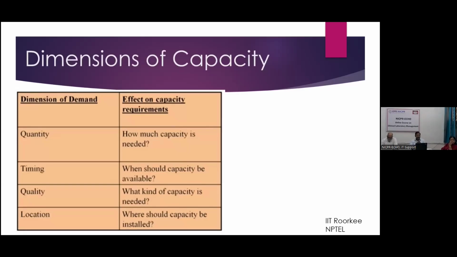Then dimensions of capacity. These are the dimensions of capacity. One is quantity, that is how much capacity is needed. Then timing, when should capacity be available? It depends on the future forecast. Then quality, what kind of capacity is needed? By kind of capacity, we mean either manpower, equipment, or other raw material. Then location, where should capacity be installed?